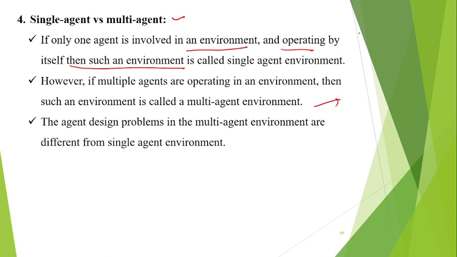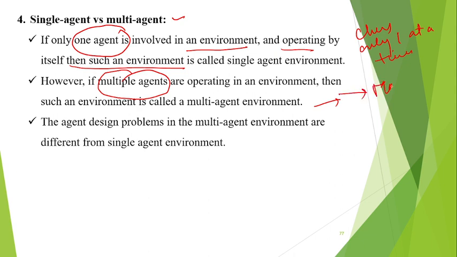For example, if you play chess with two players, only one plays at a time. Only one agent is required to play this one. Whereas in multiple agent environments, multiple agents are required, such as marketing or teleoperators. The agent design problems in a multiple agent environment are different from the single agent environment. Yes, the agent design problem in multiple agent environments is totally different from the single agent environment.